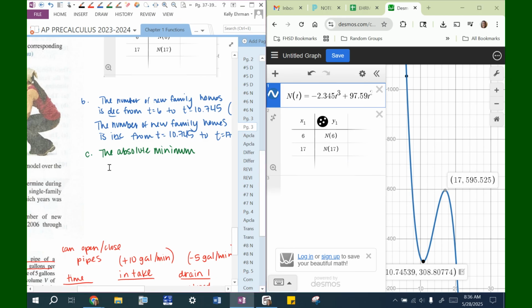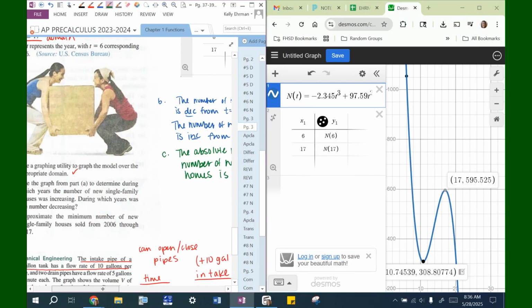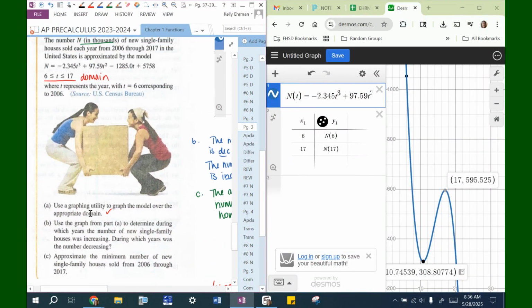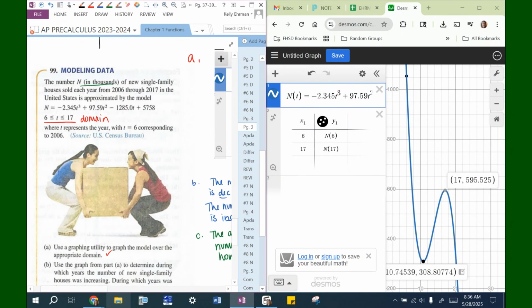The absolute minimum number of new family homes is, I always give the decimal to 3 places. And then in this case, it makes sense to round to the nearest house. So 309, remember, it's not 309 houses, it's 309,000.